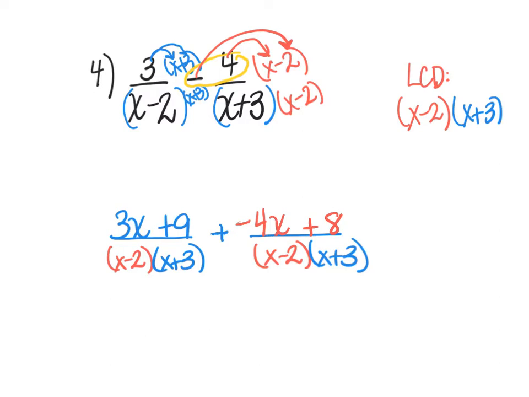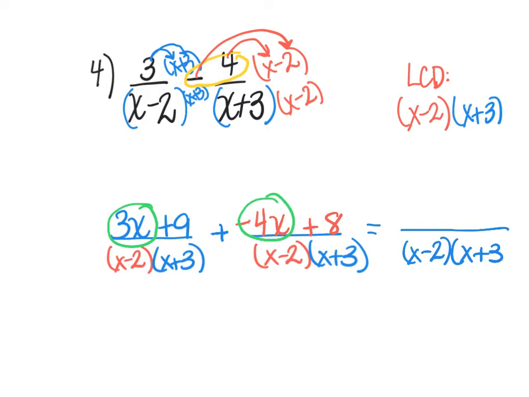All right, now what I'm going to do is combine like terms over that common denominator. So the common denominator is the x minus 2 times x plus 3. And then let's see, we can combine a 3x and a minus 4x. That gives us negative x. And 9 plus 8 is 17. So we end up with negative x plus 17, which can't be factored, over x minus 2 times x plus 3.